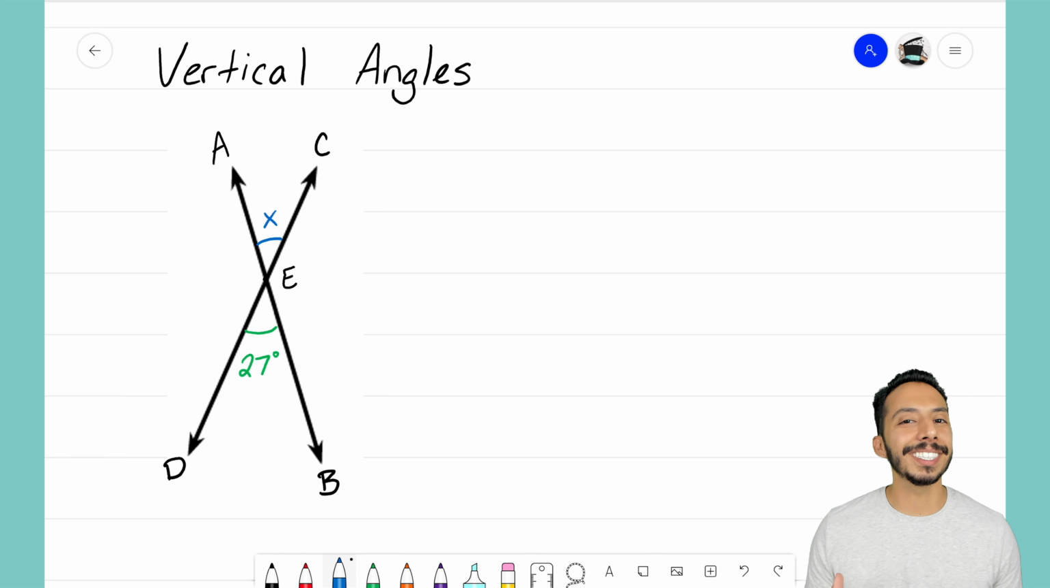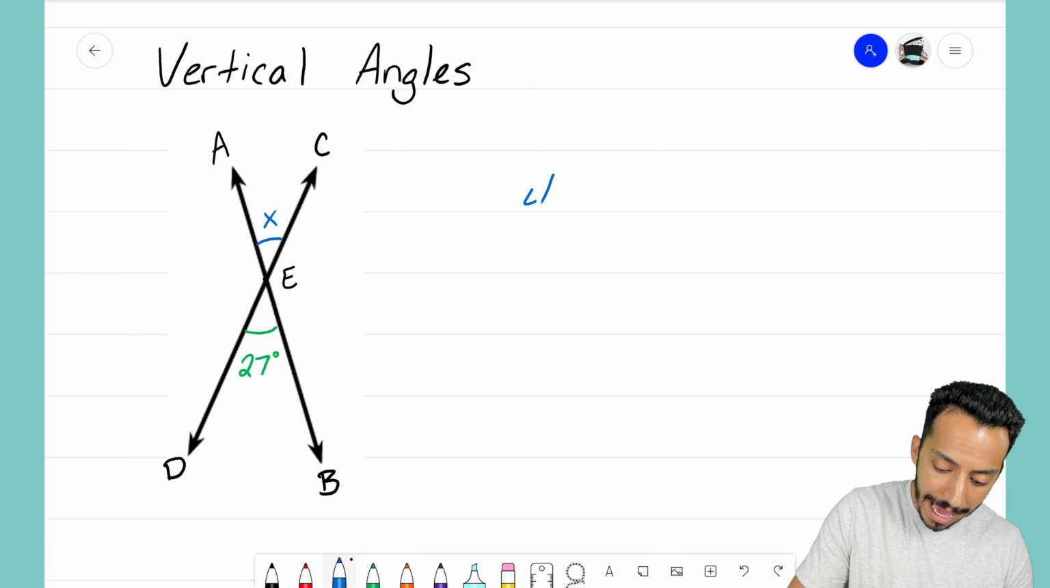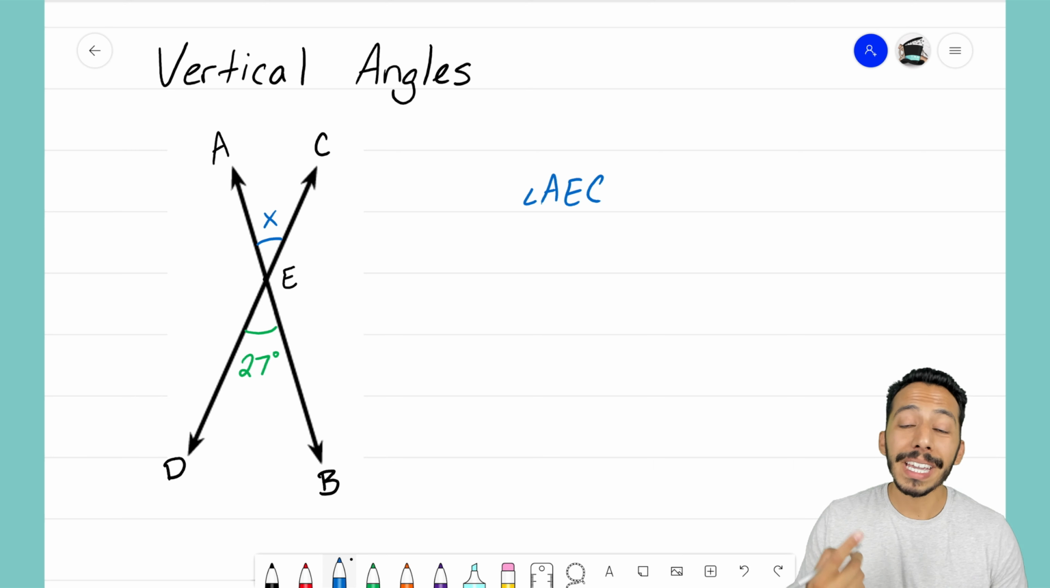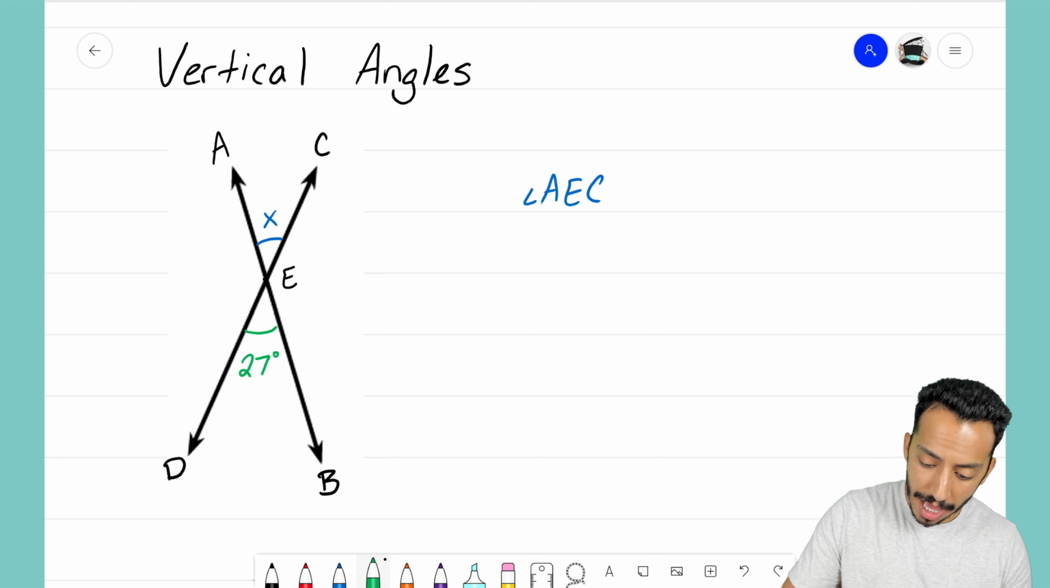So let's go ahead and jump right into this example problem where I see two lines intersecting. We have the line AB intersecting the other line, CD, here at this point E. And notice that we have some angles that are created. We have our top angle, which we can call angle AEC. And we have our bottom green angle that we could call angle DEB.